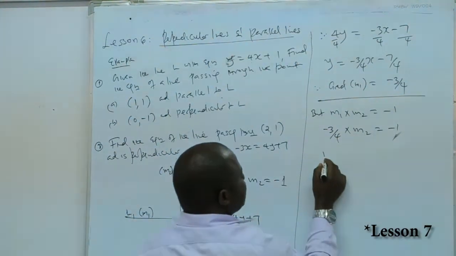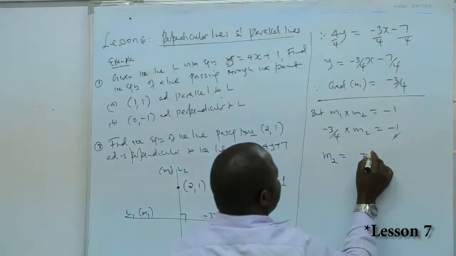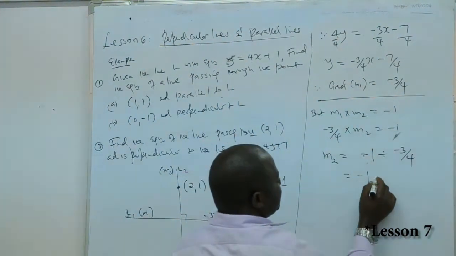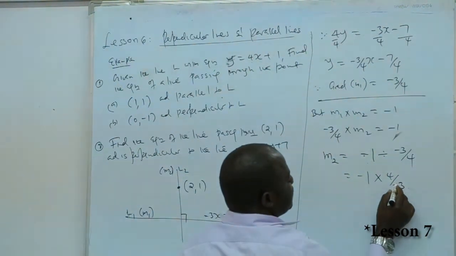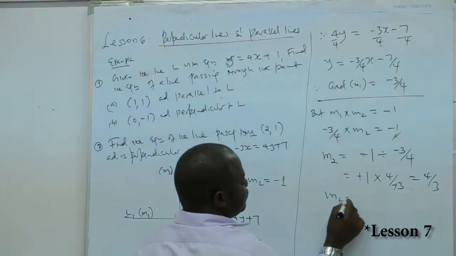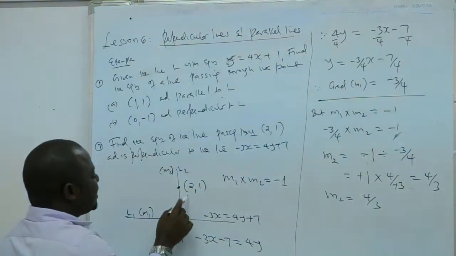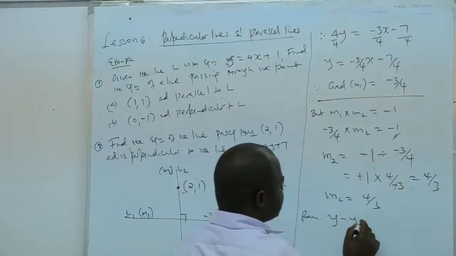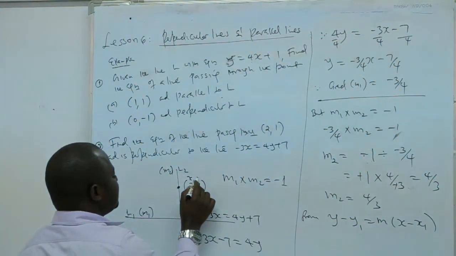So when you are dividing, you take the reciprocal. So this will be negative this. So you just say negative 1 divided by negative 3 out of 4. For those who have done fractions, this is inverted, and then you get this. So this negative will cancel with that, and this gives you 4 out of 3. So therefore, M2 will be equal to 4 out of 3. Since we know the gradient of this and the point where it passes, we can just substitute. So from y minus y1 equals m into x minus x1, call this point x1, call this one y1.